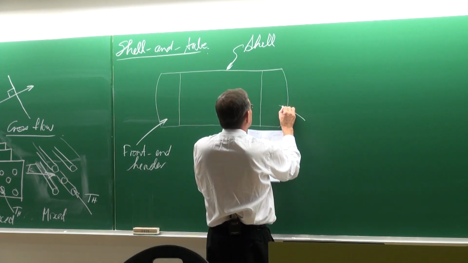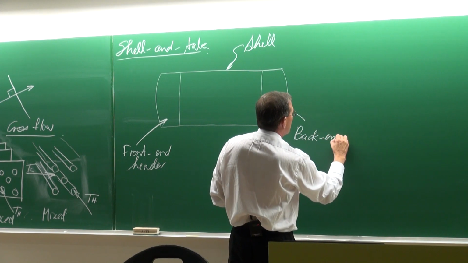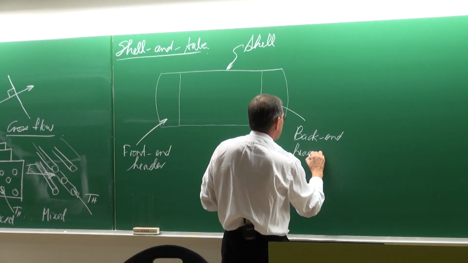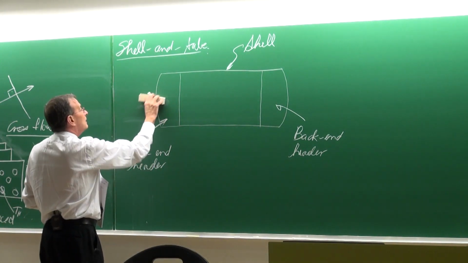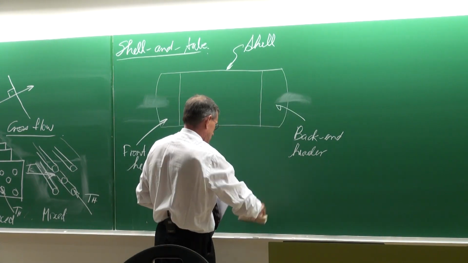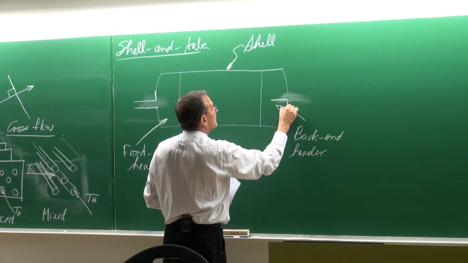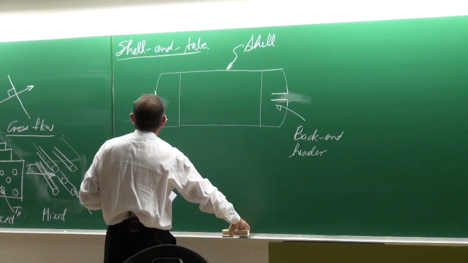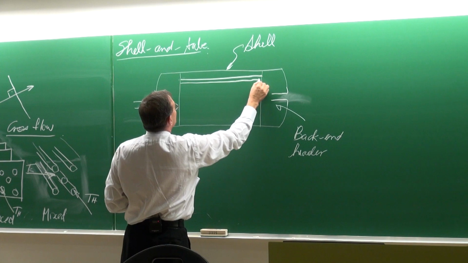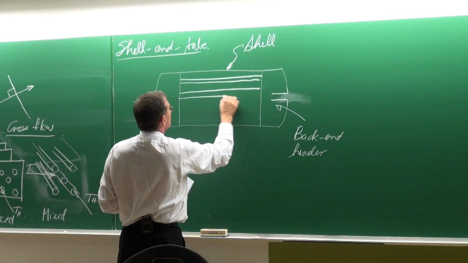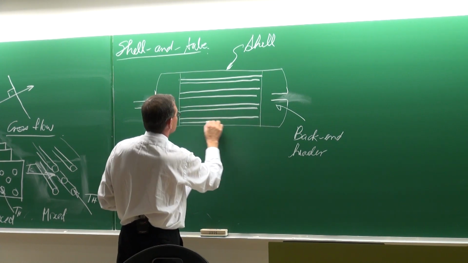And this is called the back end header. So the header is where the flow is being distributed. And let's look at the flow stream coming through there and going out there, and it is done through many tubes like this. I'm just going to put in 4 to make things look more simple.